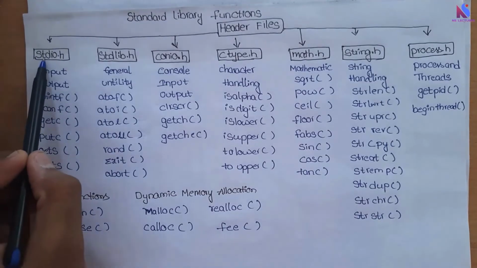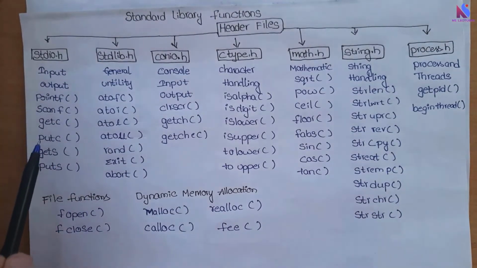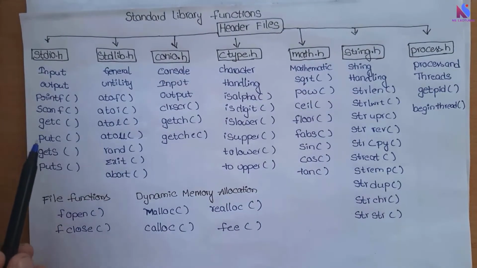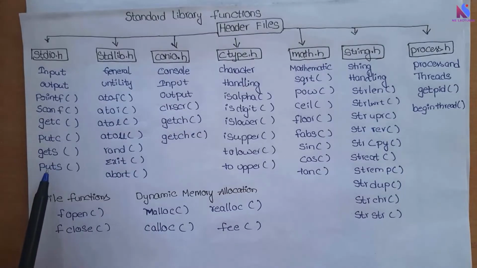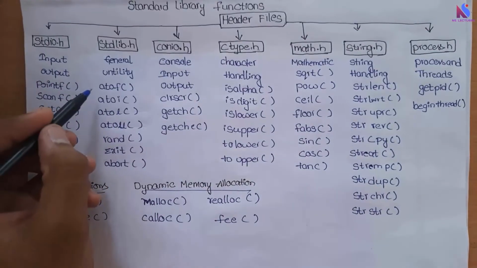First one is stdio.h. This header file contains functions such as printf, scanf, getc, putc, gets and puts, where getc stands for get character, putc stands for put character, and similarly gets stands for get string and puts stands for put string. The stdlib.h header file contains these functions.